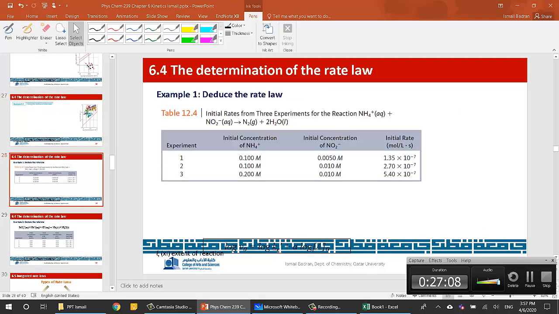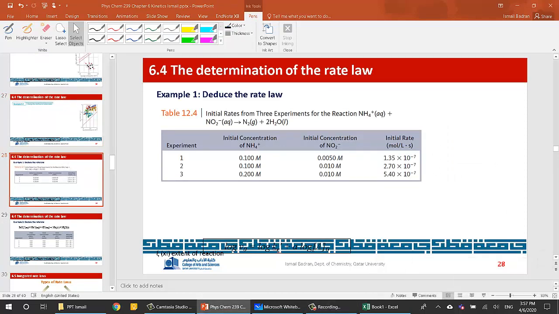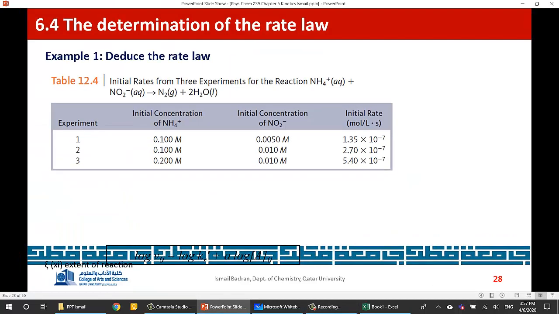Okay. Now sometimes the method of initial rates is not that complicated. Actually, you can just look at a table like this, and you determine the orders of the reaction in terms of some reactants. So in this question, it says the initial rates for the 3 experiments for the reaction NH4+ plus NO2- goes to N2 plus 2H2O. We have 3 experiments, 1, 2, and 3. We have initial concentrations of ammonium ions, which is NH4+. We also have initial concentrations of NO2-, and we have determined the initial rates for each experiment.